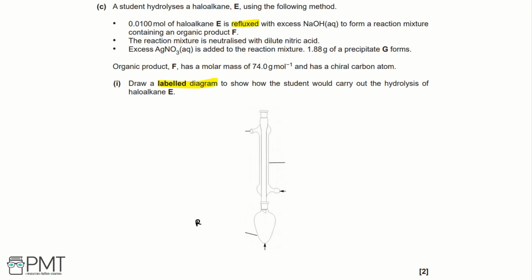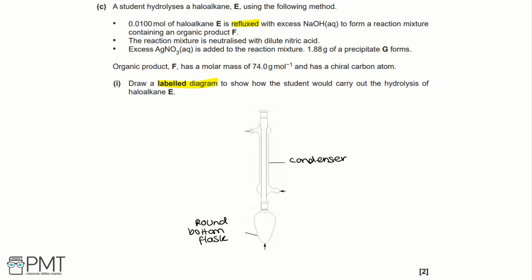So at the bottom, we have our round bottom flask. This is also called a pear-shaped flask. Either is acceptable in this question. And attached we have a condenser. So we can add these 2 labels.